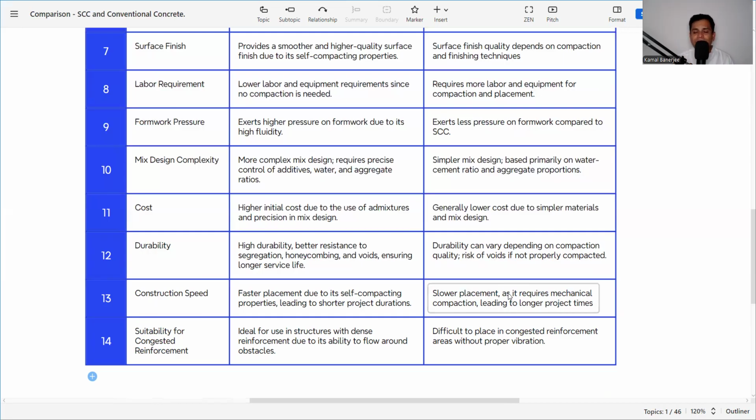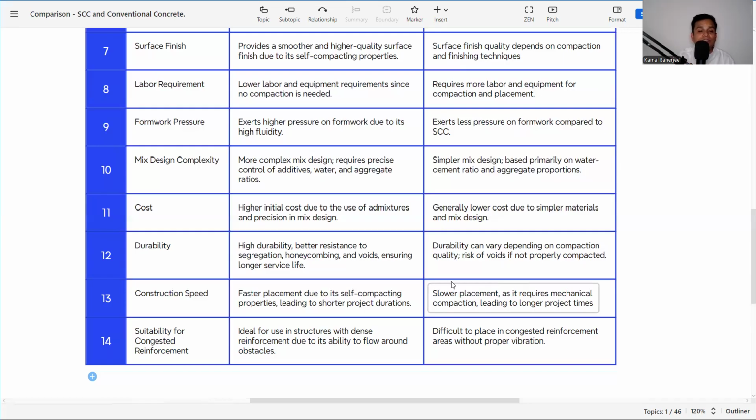Then construction speed is faster. Whenever we are using self-compacting concrete, it does not require that much manpower and not that much vibration time. On the other hand, the conventional concrete requires more manpower and time.